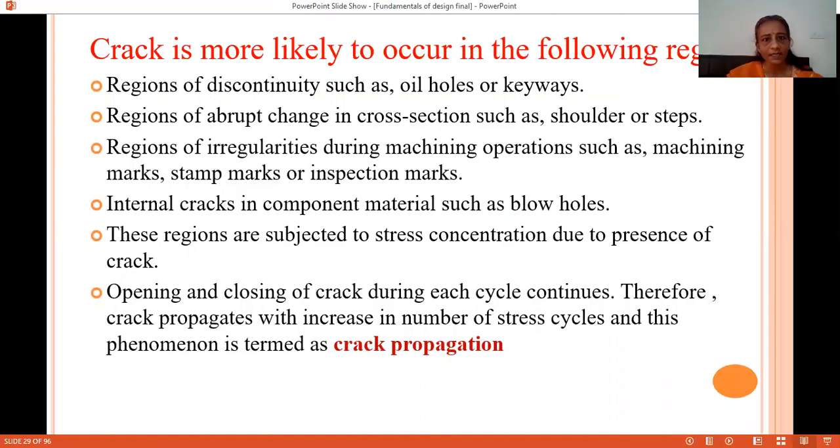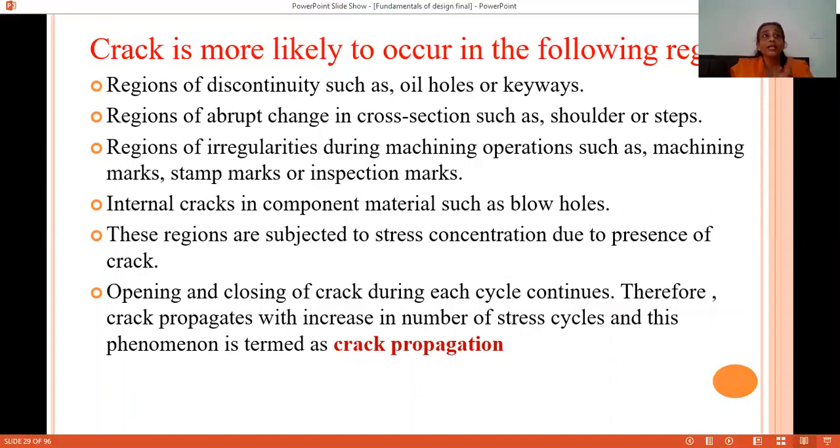Then there is a keyway in the shaft. There are chances that it may be subjected to crack formation. There are components which have a sudden change in cross-sectional area, like steps or shoulder components. Then there are components in which there are irregularities during machining operations.